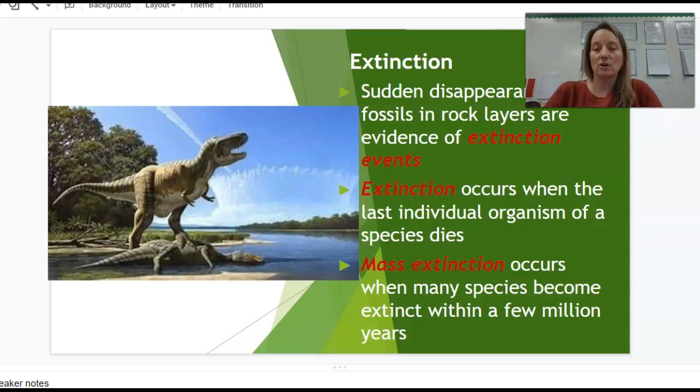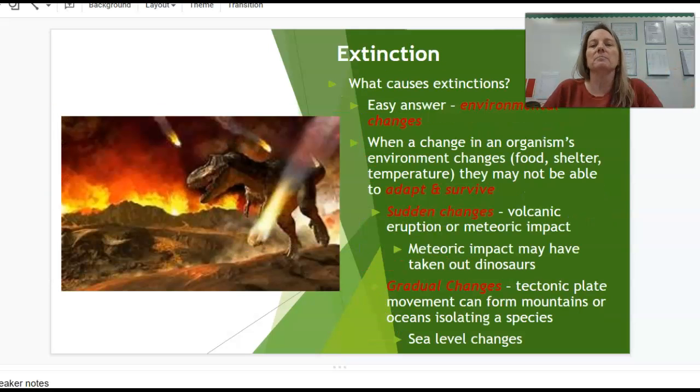Mass extinction occurs when many species become extinct within a few million years. Like I said, if all the cows and horses, or several species, died off within a week of 1 year, you'd say something went on. Something big happened to cause that. It just didn't happen naturally. It was some big major event.